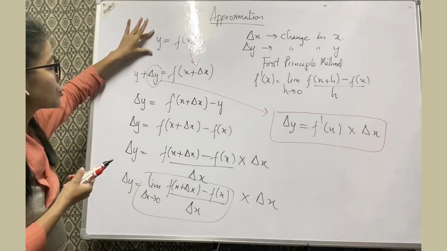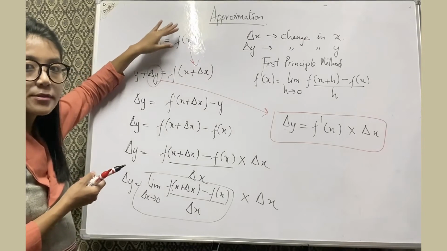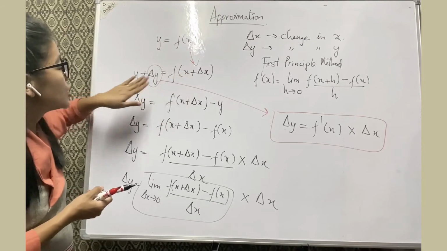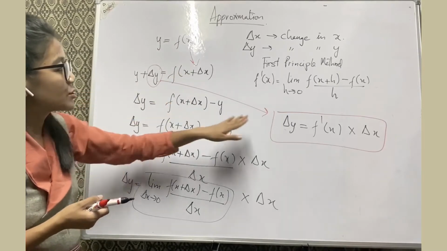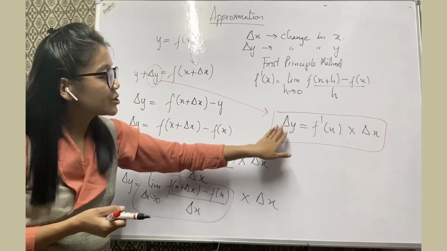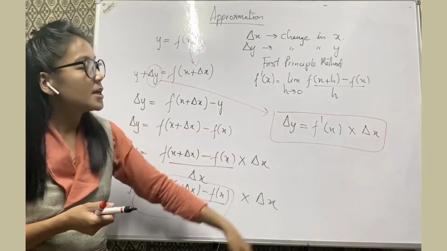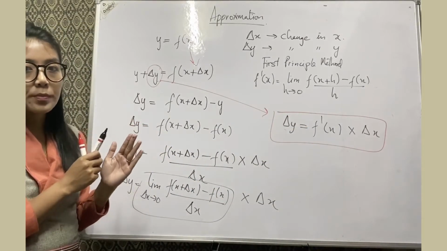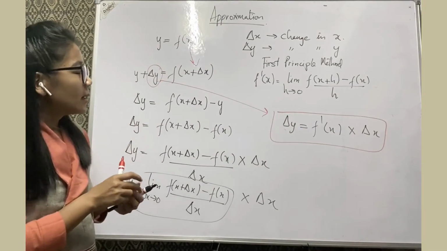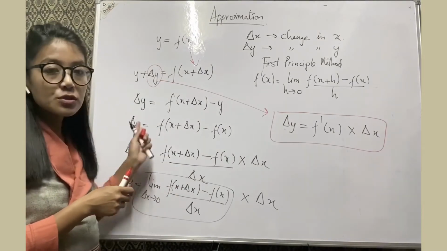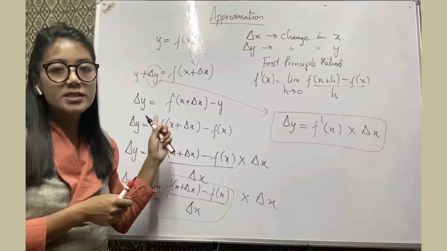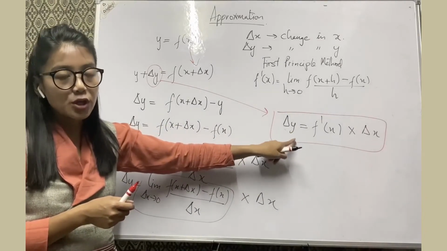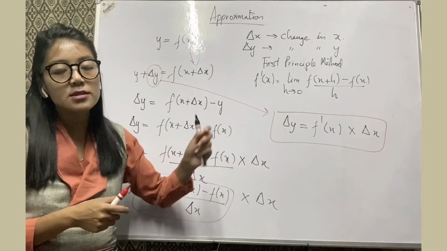Your original function you had expressed as y is equal to f of x, and this is the corresponding change you are making on x. So y plus delta y is equal to this, and the corresponding change delta y is equal to f dash of x into delta x. Only this part you have to remember. Now all these derivations you don't have to mug up, you just understand how we come to this equation. Only this matters in this topic.